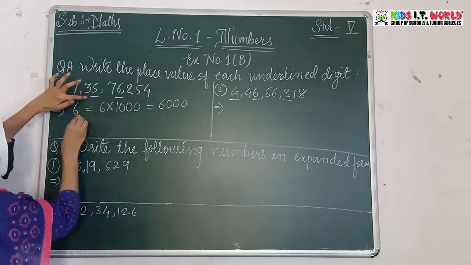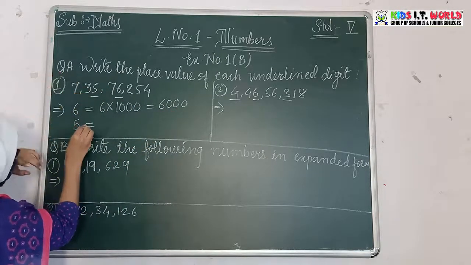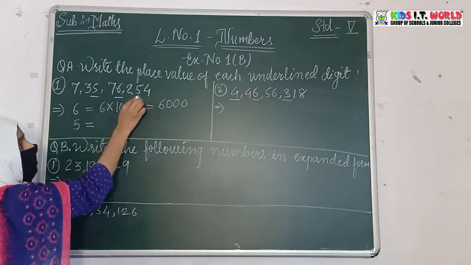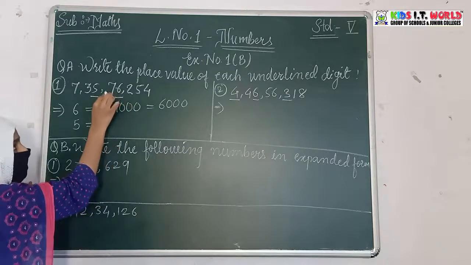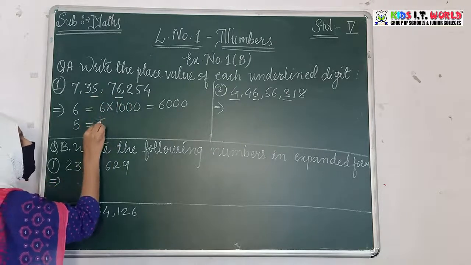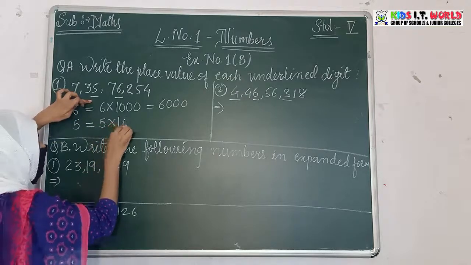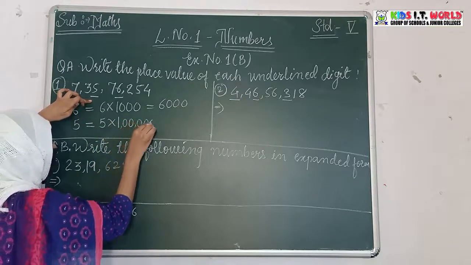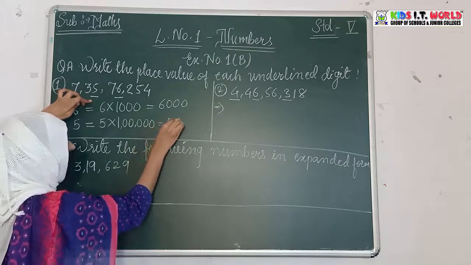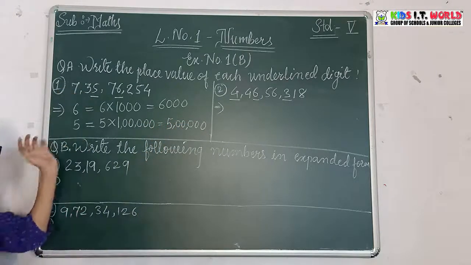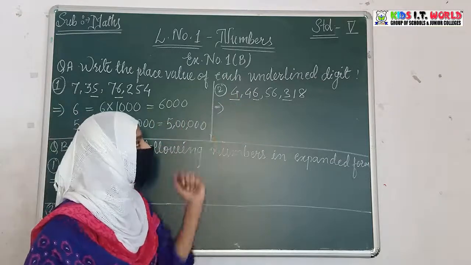Now the next number, we have to find the place value of 5. Again count it: ones, tens, hundred, thousand, 10,000, lakh. Means you have to multiply 5 by 1 lakh. So the place value of 5 will be 5 lakh. In this way, you have the same question 2 also.